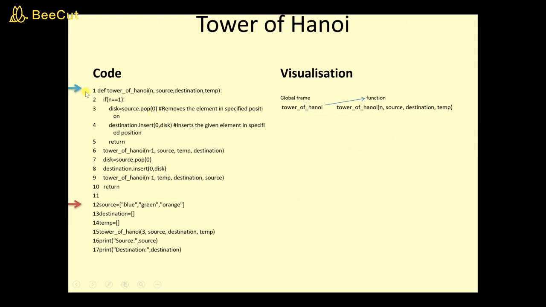One thing we have to see is that this blue arrow will show the line which has just been executed. In this case, in the visualization part, we can see that the Tower of Hanoi function is defined with source, destination, and temp, and the red arrow will show the next line which is just going to be executed. You can observe the arrows over here and check the change in the visualization.